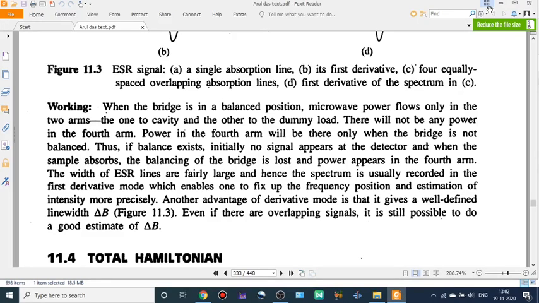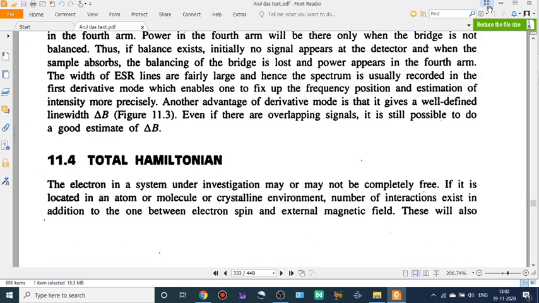Good morning. In the last class, we dealt with ESR, electron spin resonance. What do you mean by electron spin resonance? It is a technique which uses the spinning property of an electron which are in resonance.